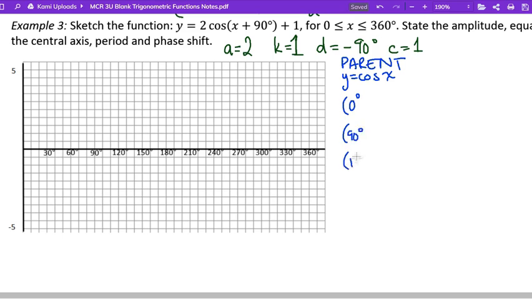90, 180, 270, 360. All right, go ahead and fill in the y values. Good. I'm glad. I like that I'm seeing people referring back to the other page. Excellent.